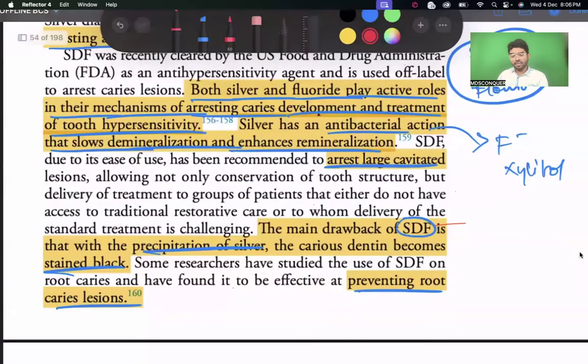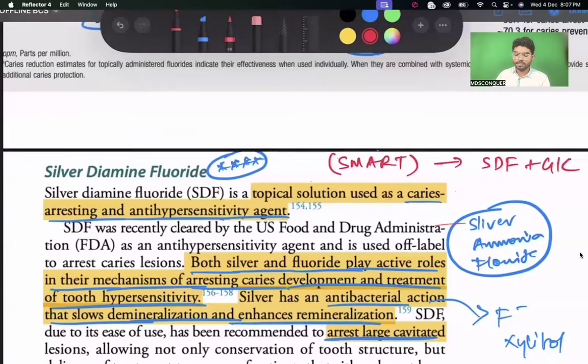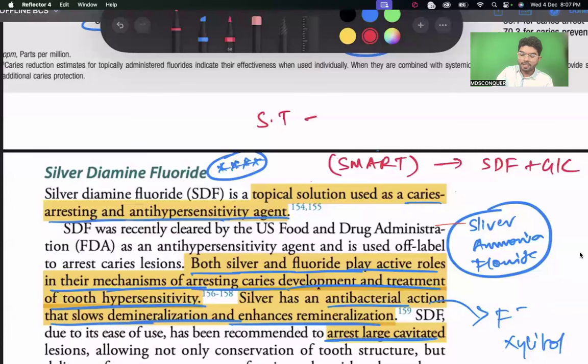Overall glance about SDF. What is SMART? SMART is a combination of SDF plus GIC. Sandwich technique is a combination of GIC and composite. GIC and amalgam.